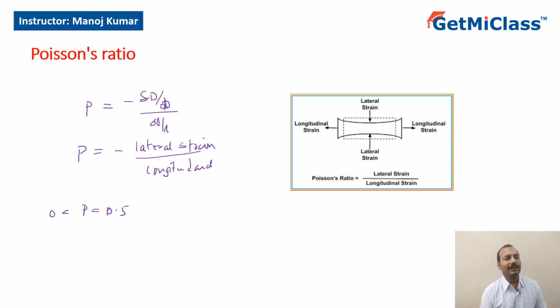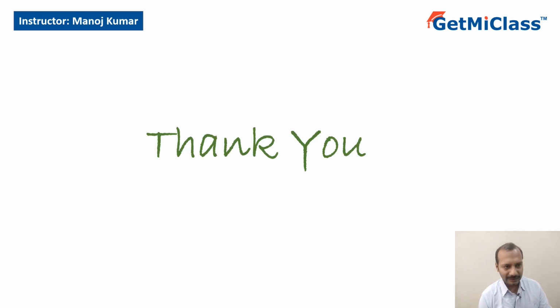Then we looked into various moduli of rigidity. Young's modulus gives us the ratio of normal stress to normal strain, and then Shear's modulus gives us the ratio of tangential stress to tangential strain, and bulk modulus gives us the ratio of volume stress to volume strain. So, this is what is there in this particular part.